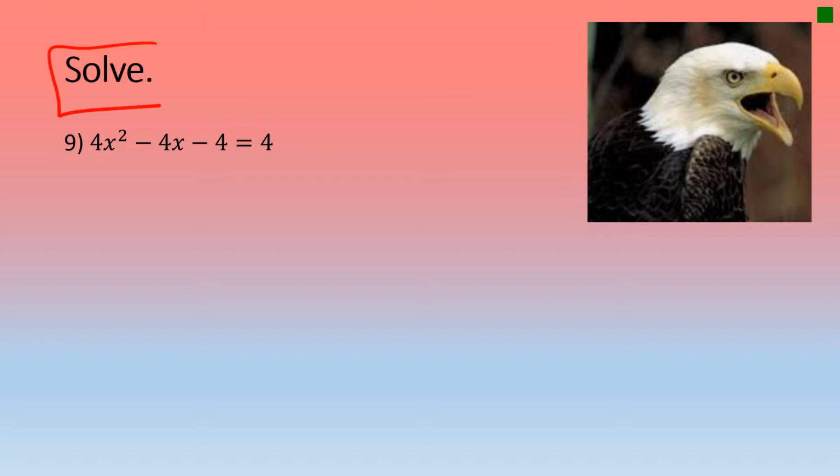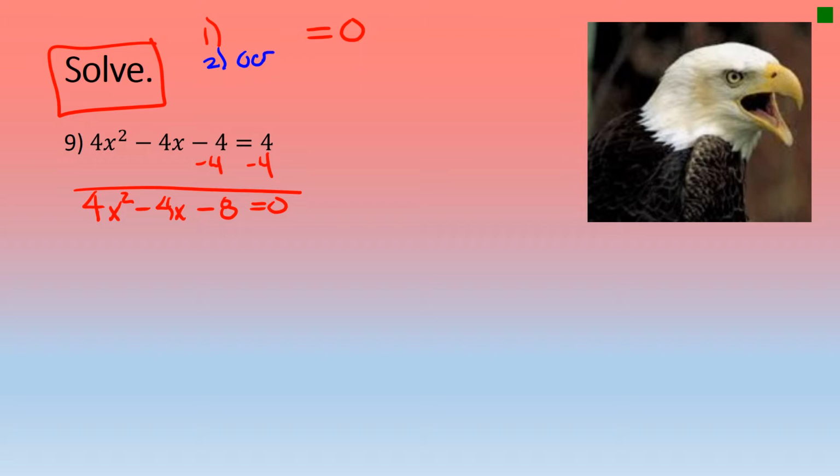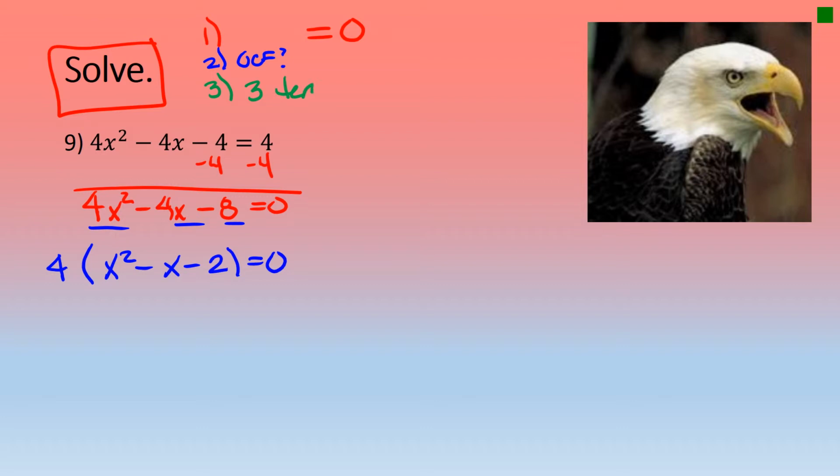All right, look at your directions. Solve. That means, number one, it has to equal 0. It does not. So I'm going to move this 4 by subtracting it. So I have 4x squared minus 4x minus 8 equals 0. Step 2, is there a GCF? There is. What is it? 4. So if I factor out of 4, I have x squared minus x minus 2 equals 0. Step 3, there's 3 terms, so I'm going to try the big X.